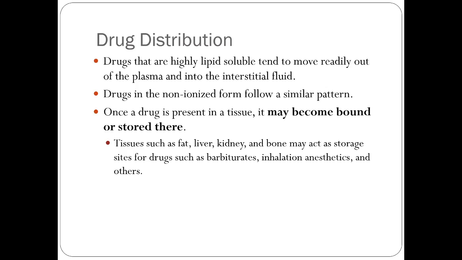Once a drug is present in a tissue, it can become bound or stored there. Tissues such as fat, liver, kidney, and bone can act as storage sites for drugs such as barbiturates, inhalation anesthetics, and others. So if an animal is obese and it's storing these drugs, it will allow it to be dispersed over time, which can prolong anesthesia.